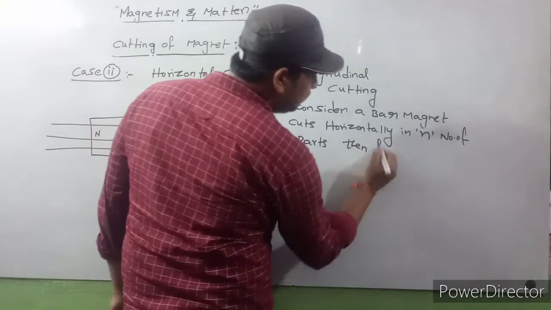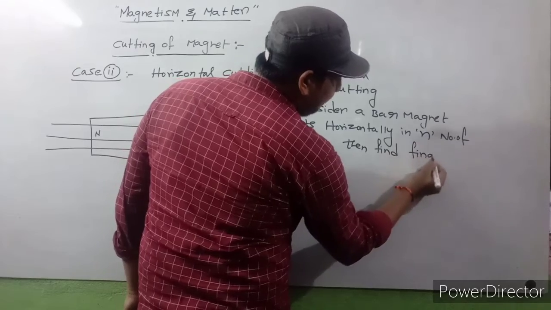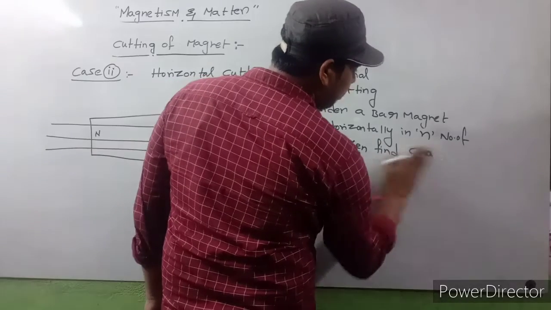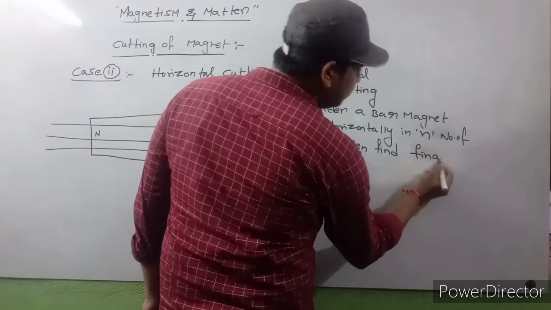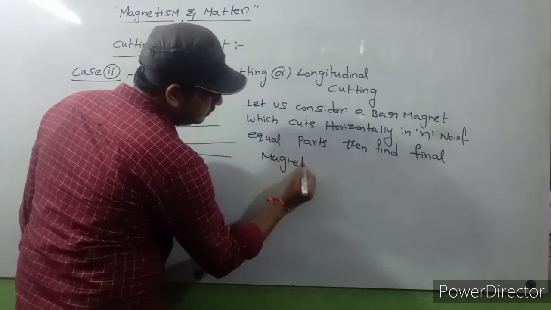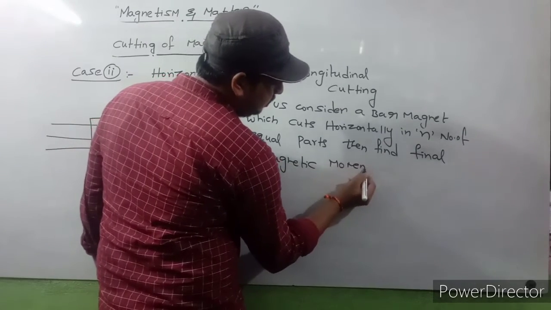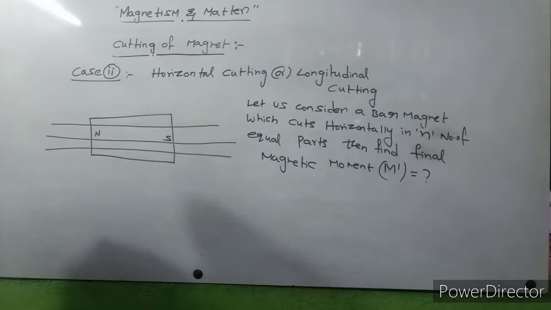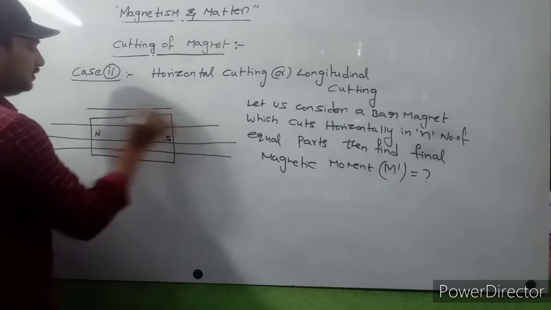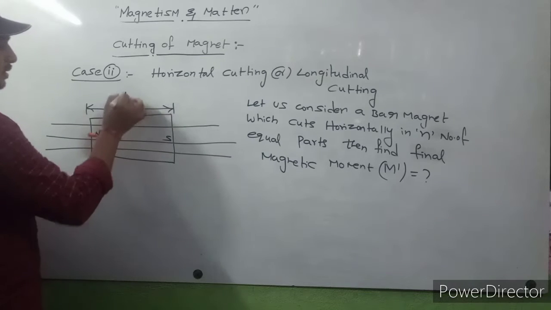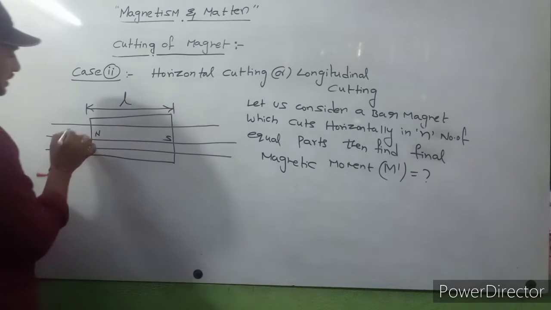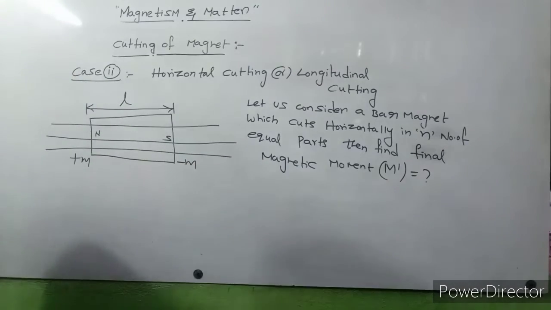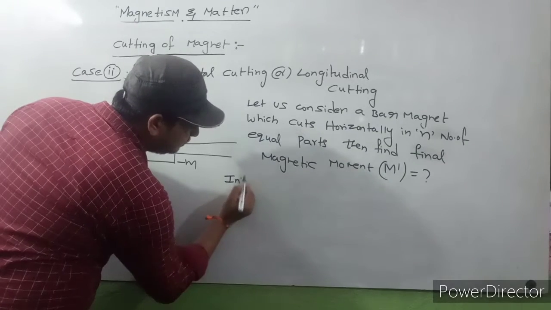Then find the change in magnetic moment or final magnetic moment. First of all, what is the initial magnetic moment? Here the length of the magnet is L. Pole strength of the magnet is m, here this side is plus m, here this side is minus m.